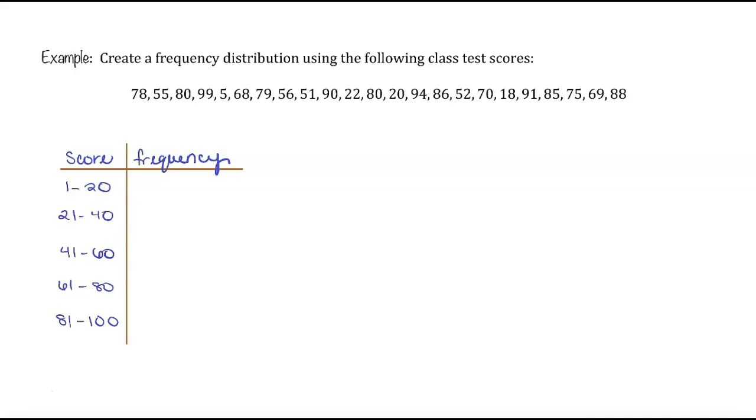Now we need to figure out the frequency for each of these classes. That is, how many students have a test score that lands in each of these classes. Let's go through and make tally marks. So for a score of 78, I'll put a tally mark in the 4th class. For a score of 55, I'll put a tally mark in the 3rd class, and so on.